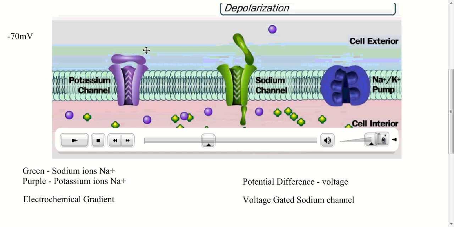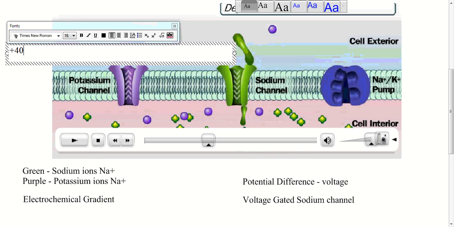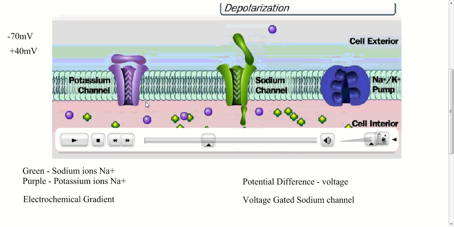All those positive charges, those ions, have now moved into the inside of the cell, and this affects the potential difference, the balance across the membrane. So we've now moved from minus 70 to plus 40 millivolts. So now we have a very positive area inside the neuron and relatively much more negative outside. What's just happened is something called depolarization. So the depolarization was the movement of those sodium ions inside the nerve cell through the voltage-gated sodium channel.